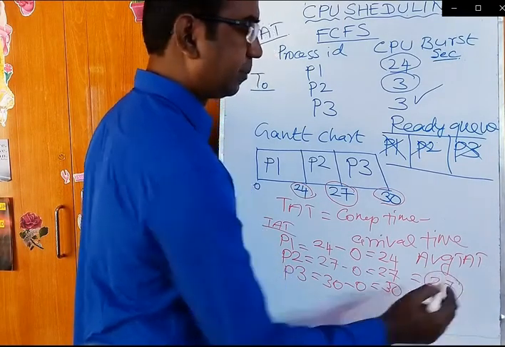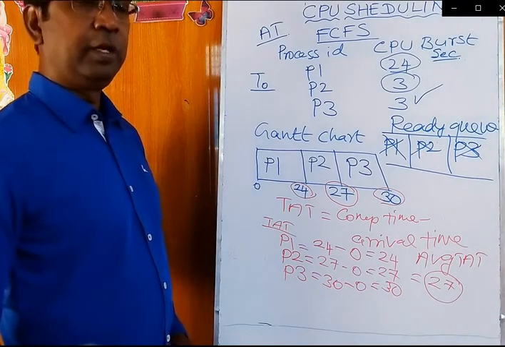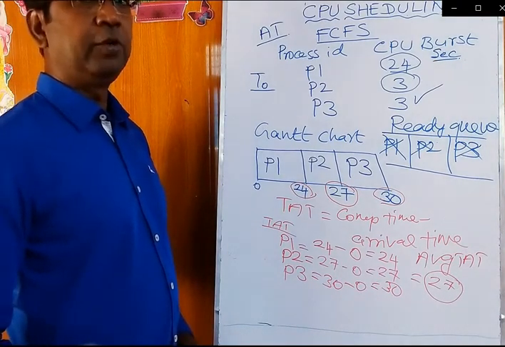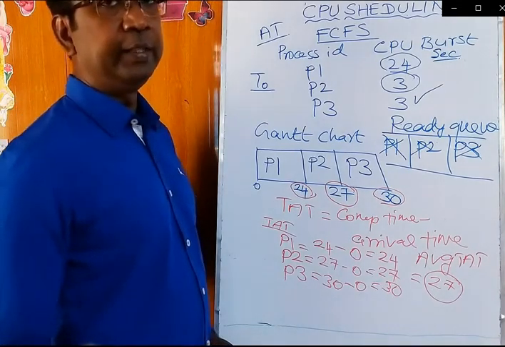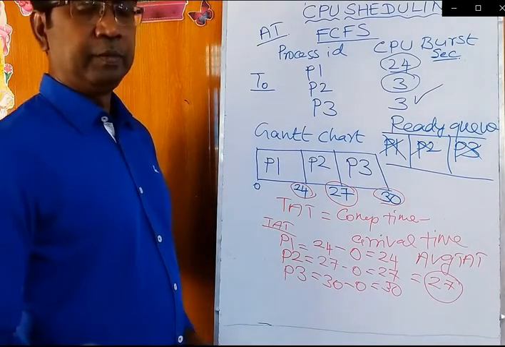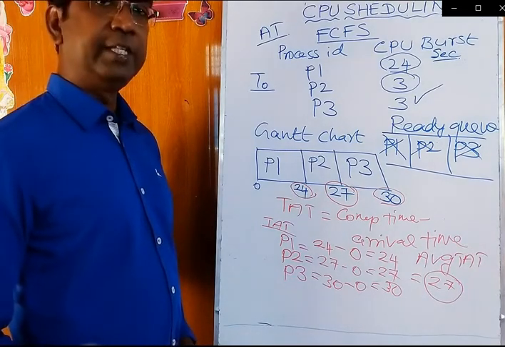Kindly check your answer. This is the total turnaround time divided by the total number of processes: 24 plus 27 plus 30 divided by 3 equals 27. Now let us go to the waiting time for each process and the average waiting time.